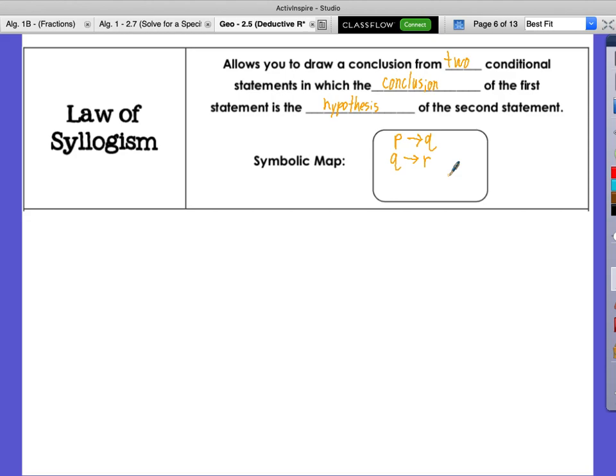Two conditional statements. We're saying the conclusion of one is the same as the hypothesis of the other. This Q is shared. If that's the case, if this is what we're given above the line, therefore we are able to conclude that we can go straight from P to R, skipping the shared Q. So it's a new third statement, not just like on previous worksheets where we had multiple statements, P, Q, R, S. It's just one of those.